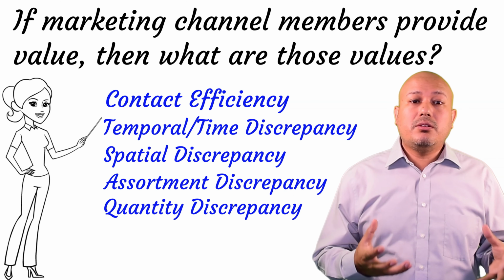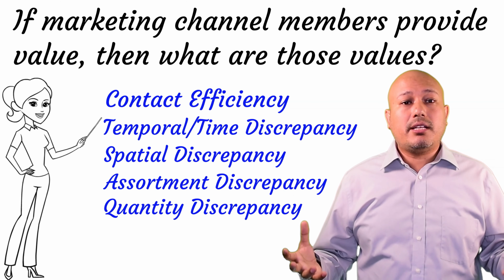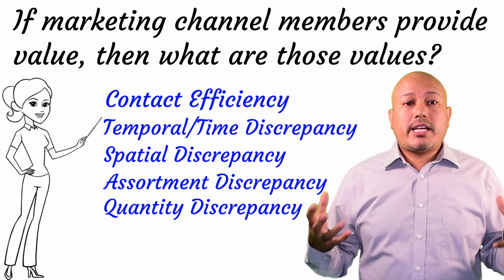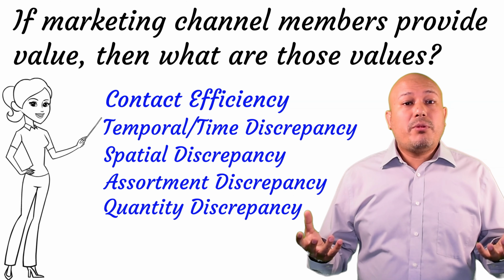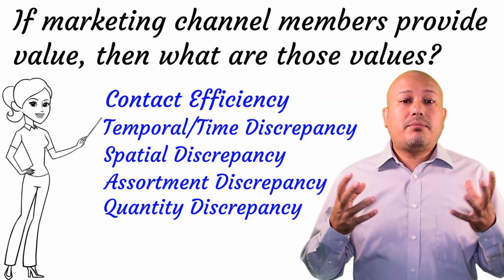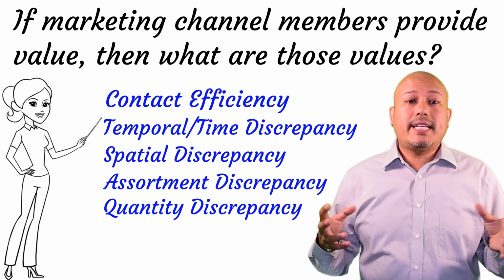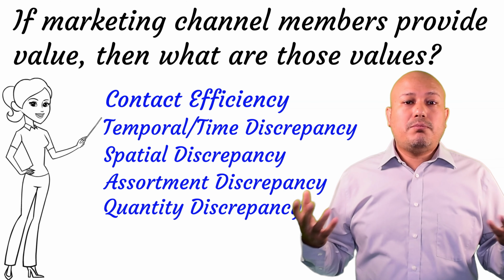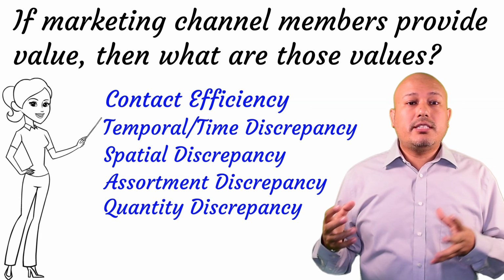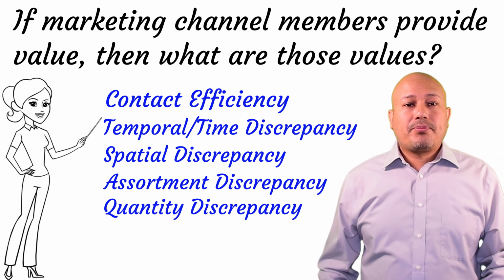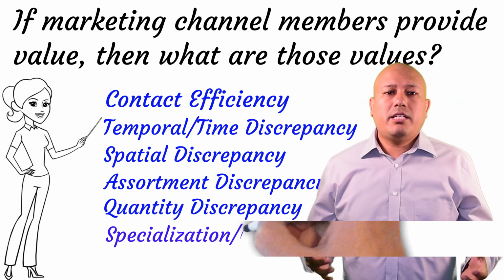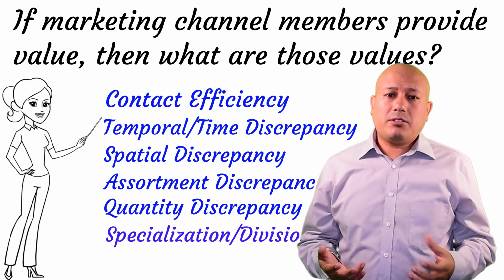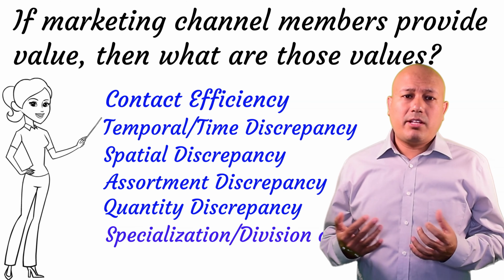They buy in bulk, however many the manufacturer wants to sell. The marketing channel intermediaries will buy, and however many the consumer wants to buy, the marketing channel intermediary will break it down into smaller pieces and sell me however many I want to buy. So they're taking care of this quantity discrepancy as well. So another value that the marketing intermediaries provide is in terms of specialization or division of labor.